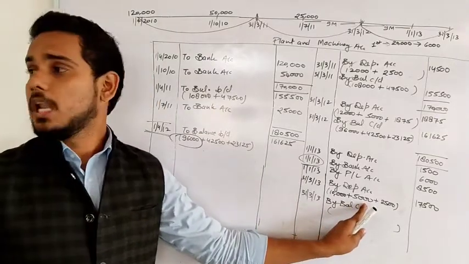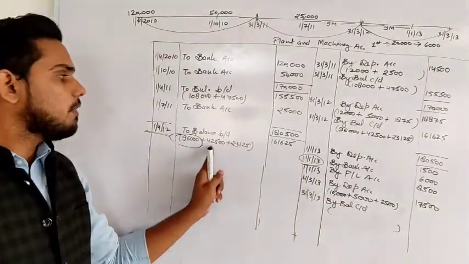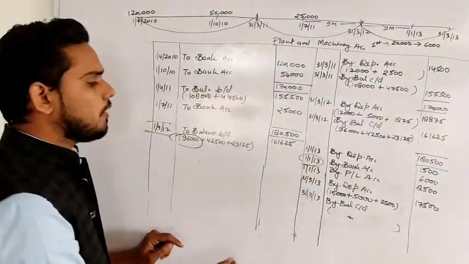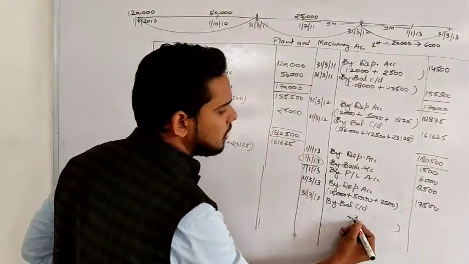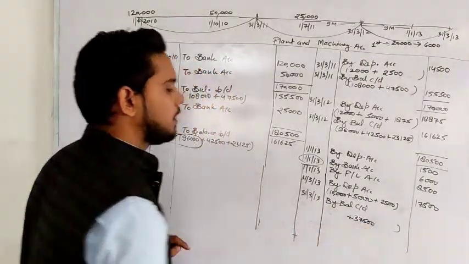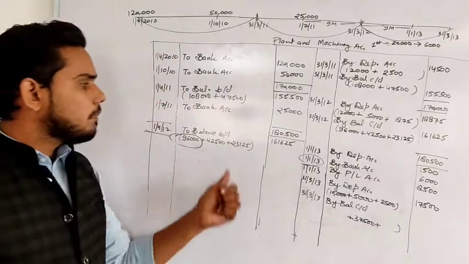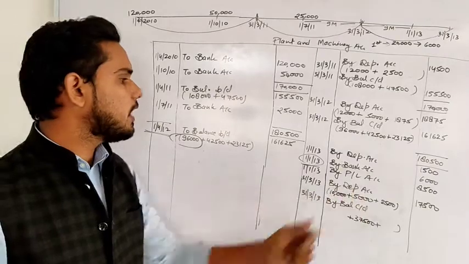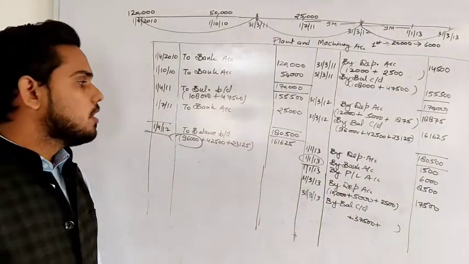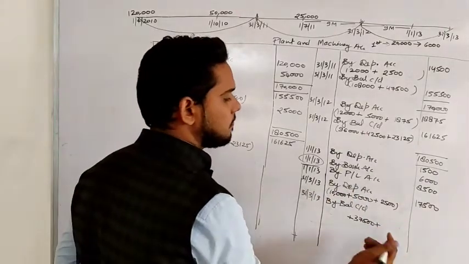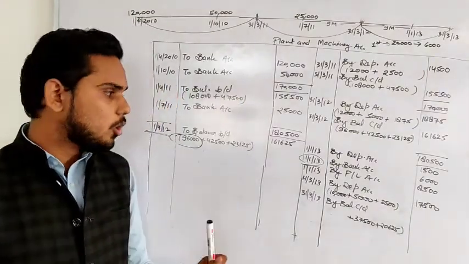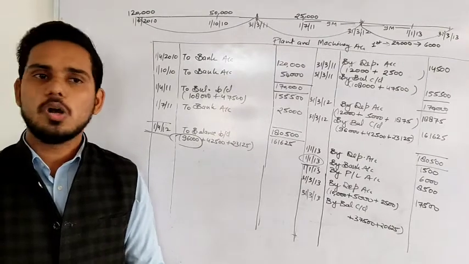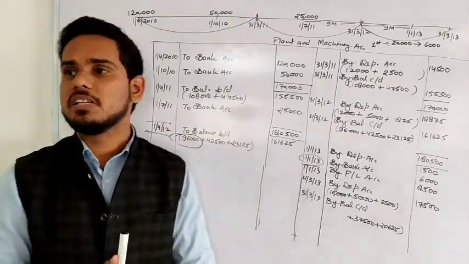So 5,000 is the depreciation on second machinery. Opening value was 42,500. So if we deduct 5,000 from 42,500, we'll get a value of 37,500. Plus third machine's current value was 23,125. Deduction is 2,500. Right. So how much current value will be? See, calculating the closing value of second and third machinery was easy because they are still in our business.